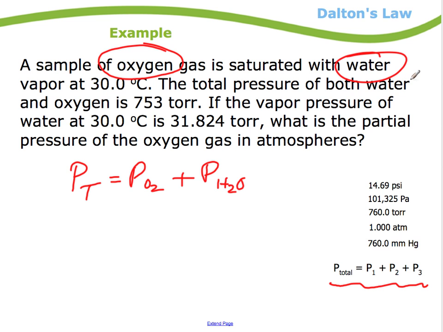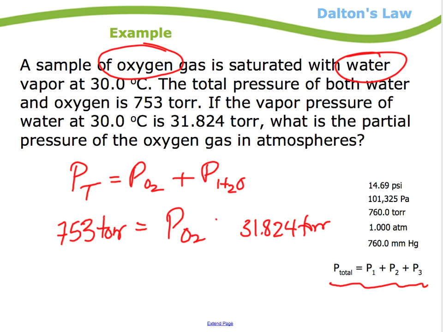But here they say the total pressure of both water and the oxygen is 753. So in this question, they actually gave me the total pressure. Now, what else do they say? If the vapor pressure of water is 31.824 torr, what is the partial pressure of the oxygen gas?